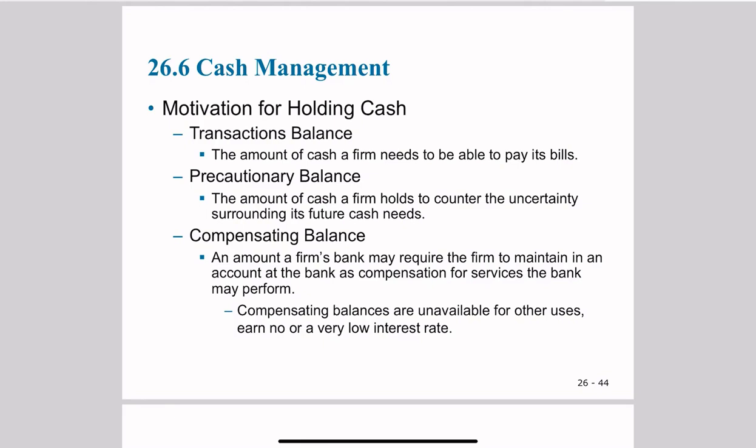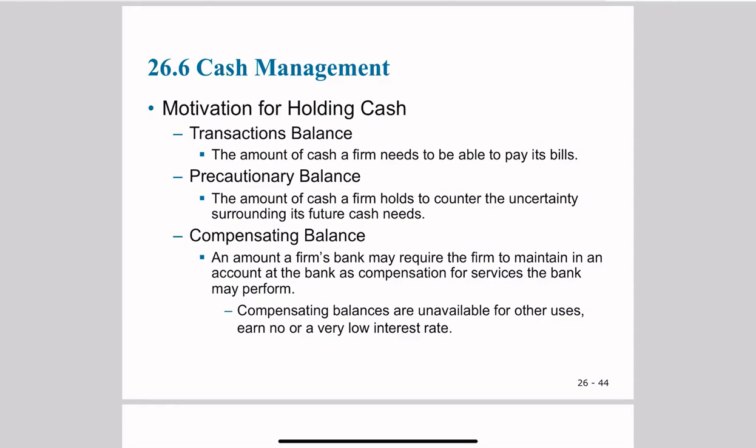The first is the firm needs some transaction balance. This is easy to understand. It basically means the firm needs to pay its bills, right? Let's say utilities, office rentals. So the firm needs the transaction balance.